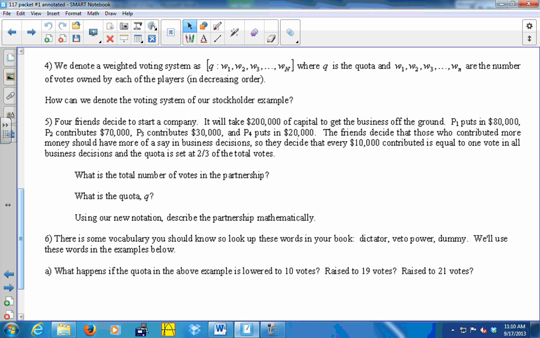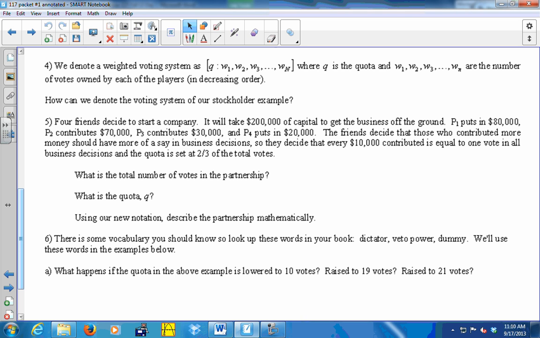So here, we'll do an example. We have 4 friends who decide to start a company. We need $200,000 of capital to get this business off the ground. Player 1 puts in $80,000. Player 2 contributes $70,000. Player 3, $30,000, and player 4, $20,000. So they have their $200,000.